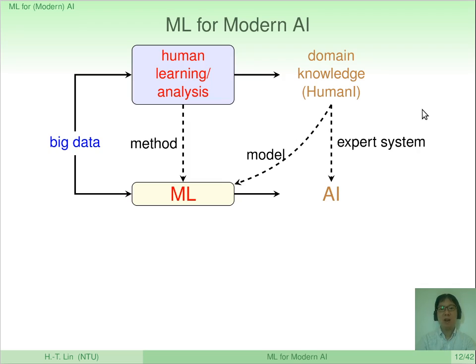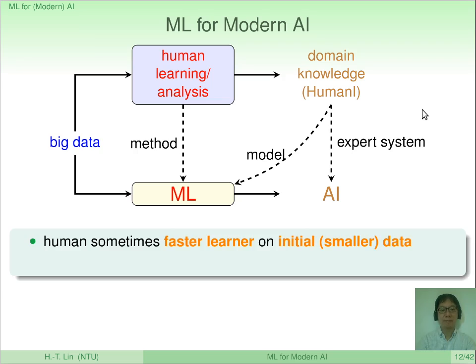And I'm not saying we should only follow the machine learning route. Actually, all the possible routes to achieve artificial intelligence are equally important here. Why is that?